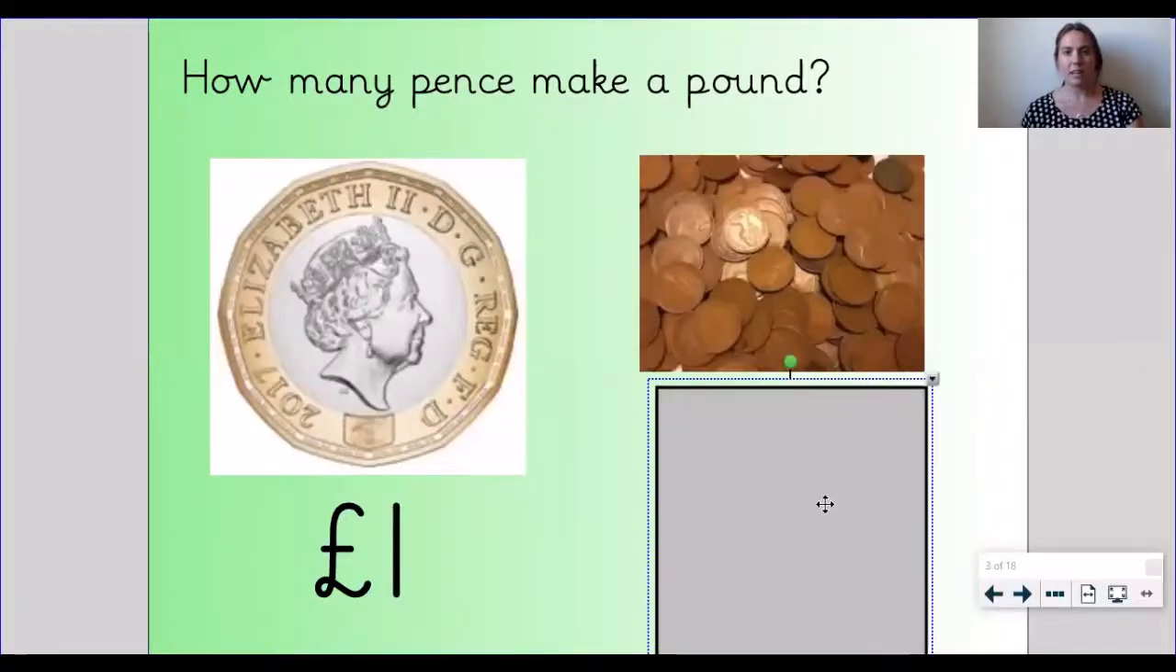But before we get started, we need to have a think about what we already know. So have a think, how many pence make a pound? How many pence make a pound? You might want to think about what we've been doing in decimals here. What do you think?